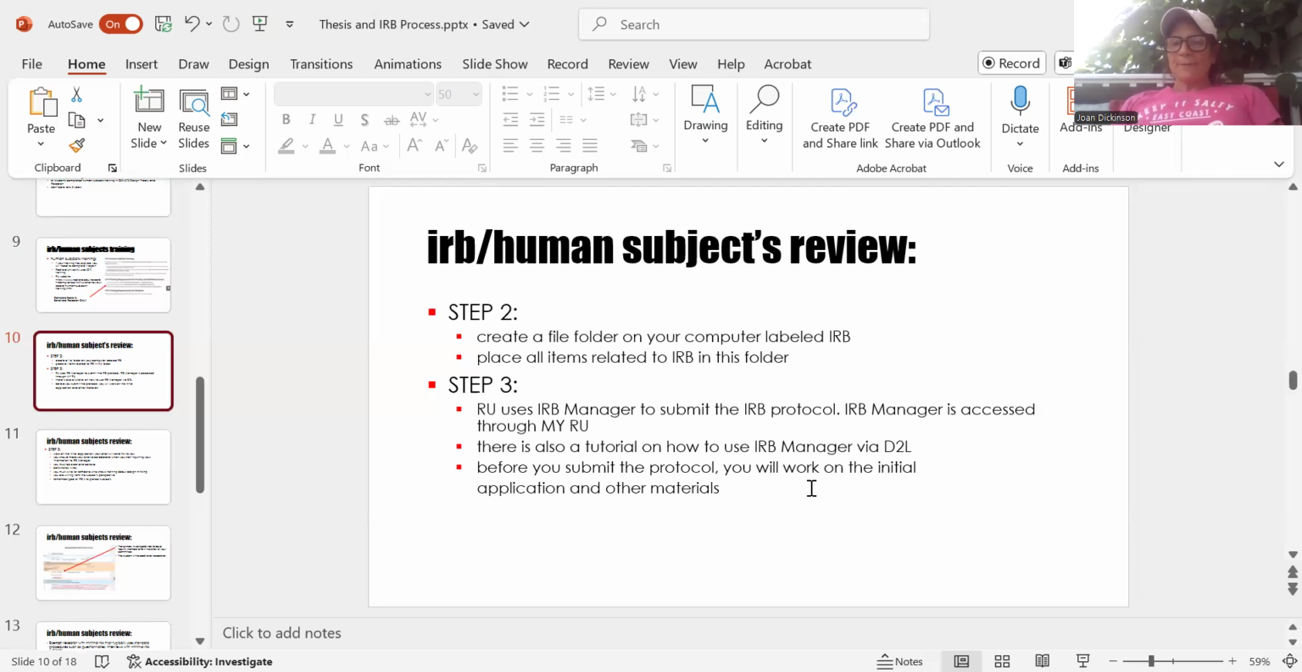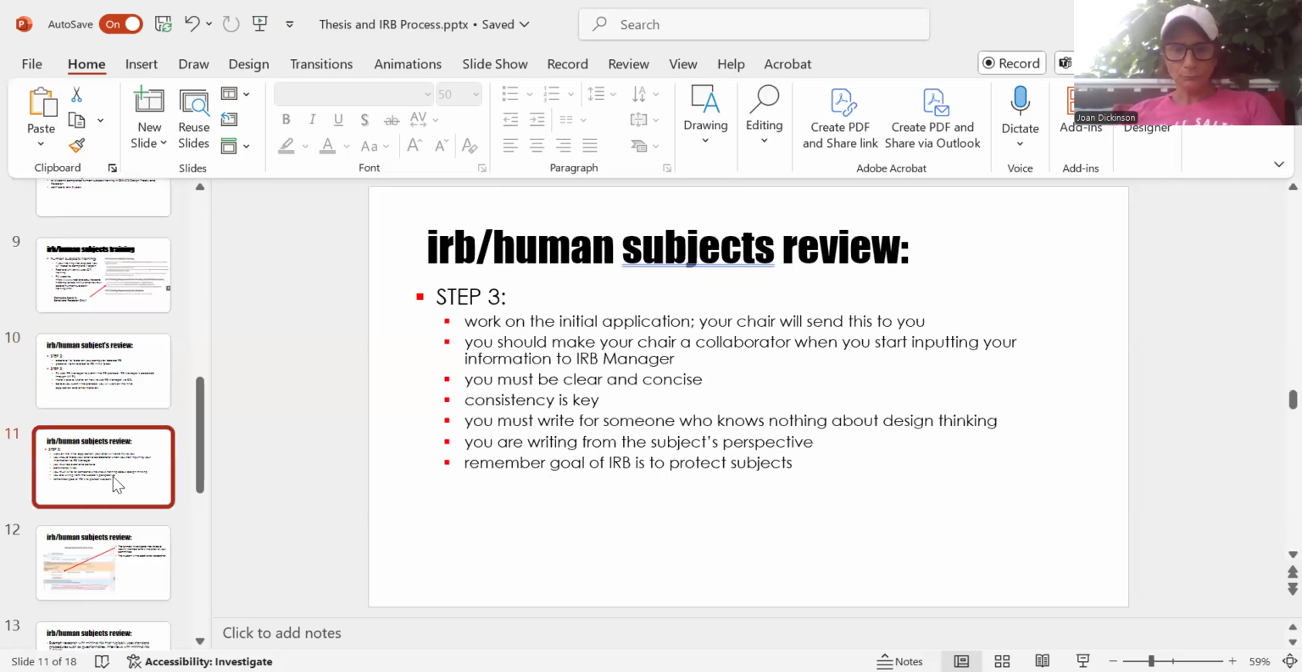But typically what happens is before you submit your application through IRB Manager, you're going to work on the application with your chair. You're going to get all your materials together. You're going to work on that application with the chair, and then you're going to submit it to IRB Manager. That is really the best way to do it.